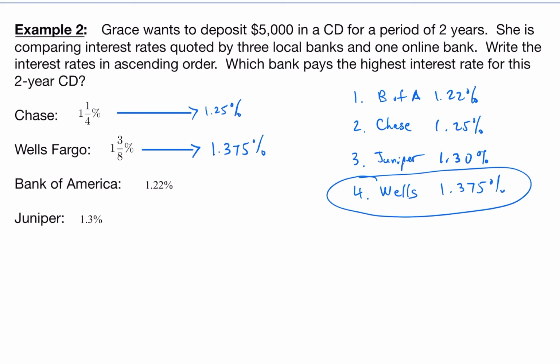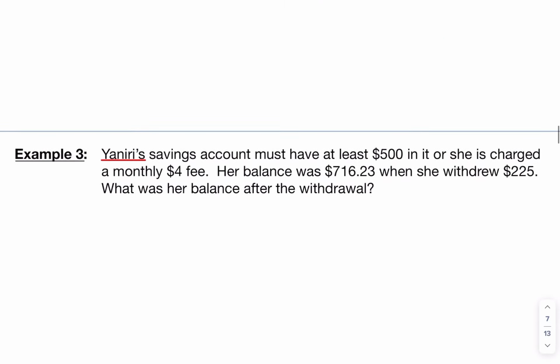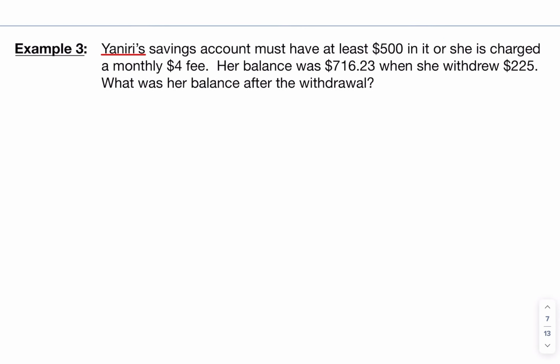Okay. All right, so let's go ahead and move on to example 3. Now we're going to go into simple interest formula. We're told that Yaniri's savings account must have at least $500 in it, or she is charged a monthly fee of $4. This is not the simple interest, but another scenario as we lead into simple interest. Her balance was $716.23 when she withdrew $225. What was her balance after the withdrawal?